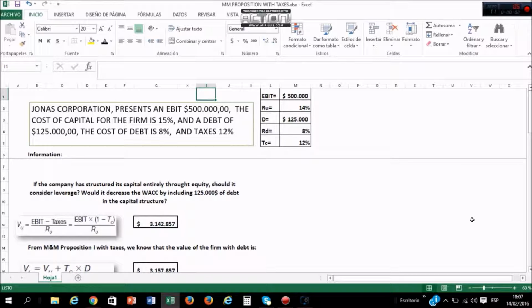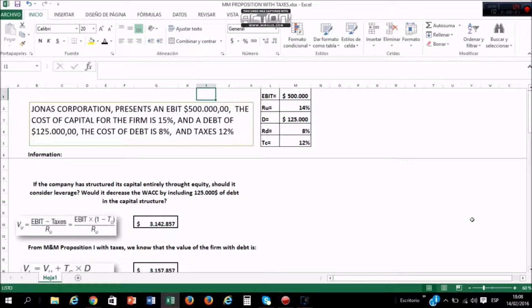Now we're going to explain an exercise about the first and second propositions of Miller and Modigliani with taxes. The first proposition says that the value of the levered firm will be higher than the unlevered firm plus the tax shield. And the second proposition is about the WACC, which has to be lower for the levered firm.